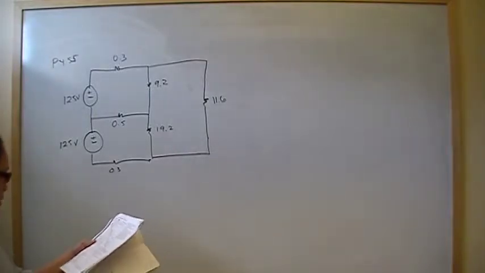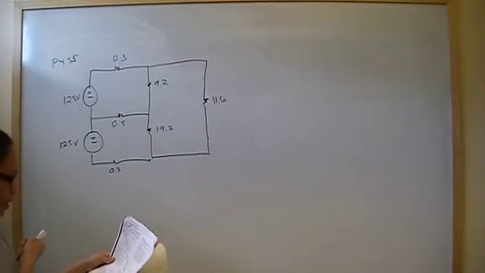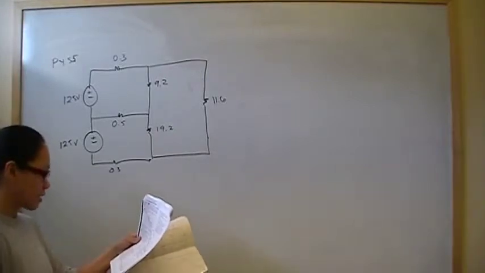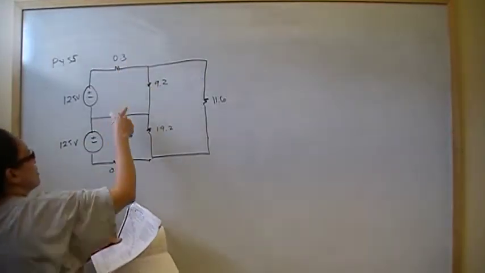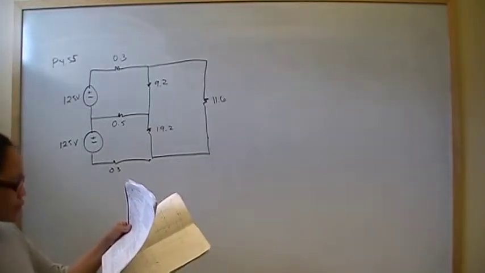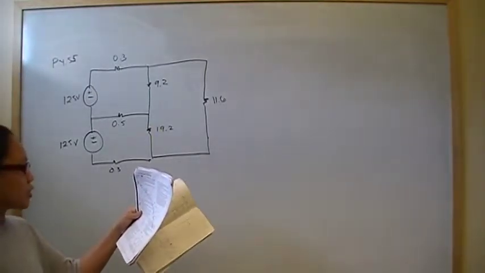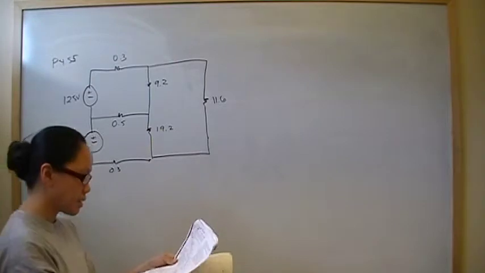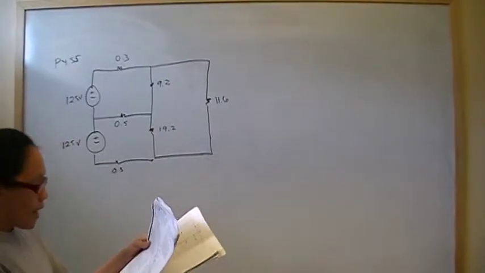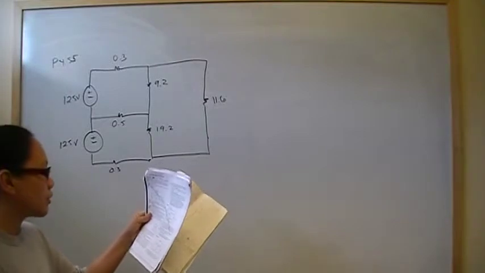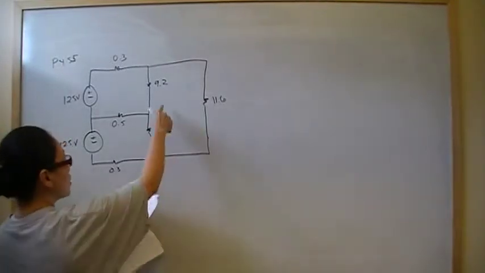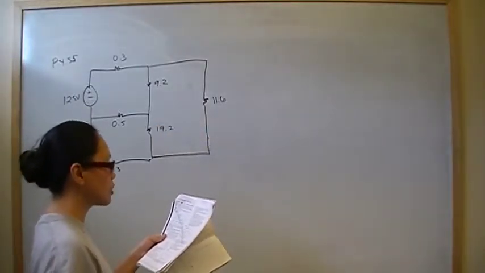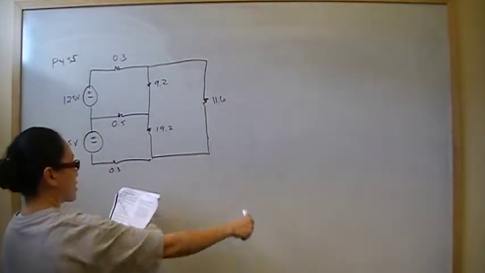So the problem says this circuit is a DC version of a typical 3-wire distribution circuit system. These resistors right here represent the resistances of 3 conductors that connect the 3 loads, and these are the loads 19.2, 19.2, and 11.6. Those are the loads that are connected to the 125 250 volt voltage supply. These resistors here, 1 and 2, represent loads connected to the 125 volt circuits, and this one connects to the 250.